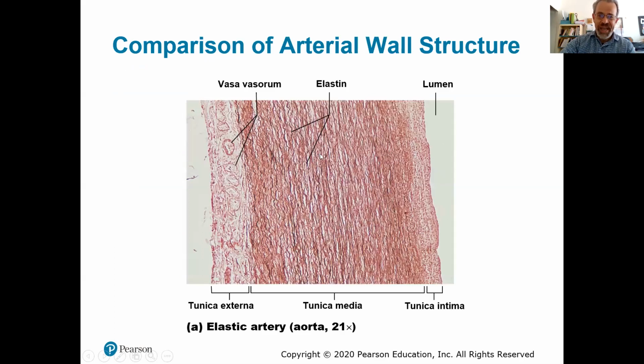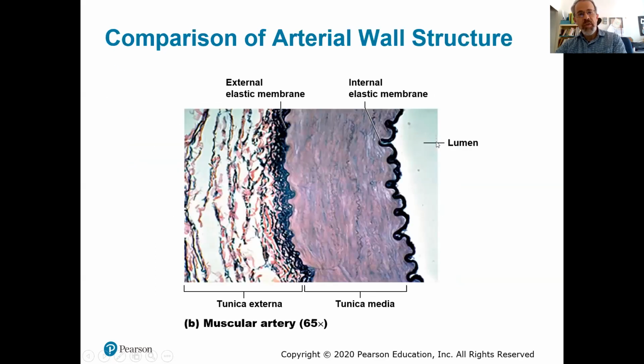This is a typical elastic artery with a lot of smooth muscle, but also a lot of elastic fibers throughout, as well as the external and internal elastic membrane. Whereas with the muscular artery, we don't have as many elastic fibers.